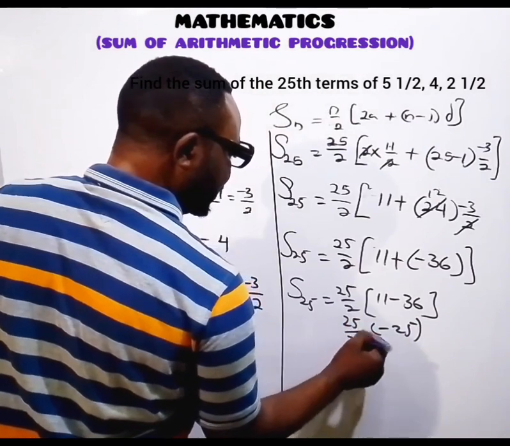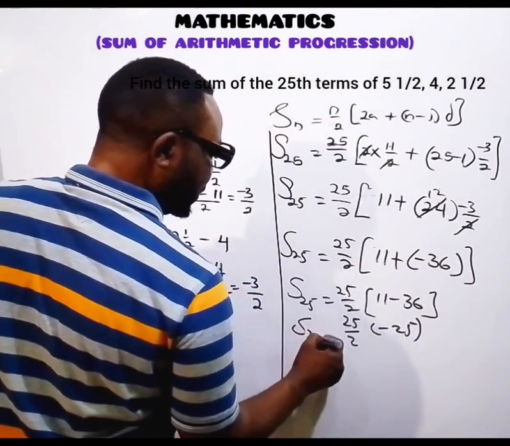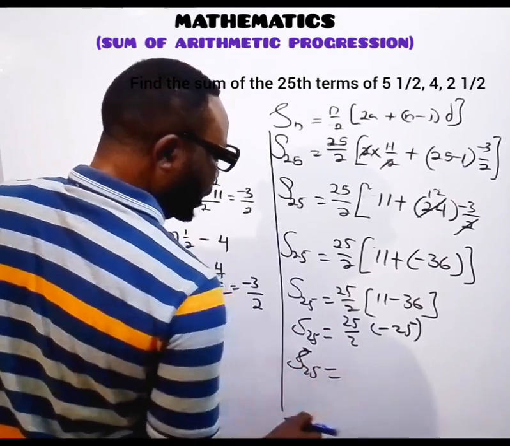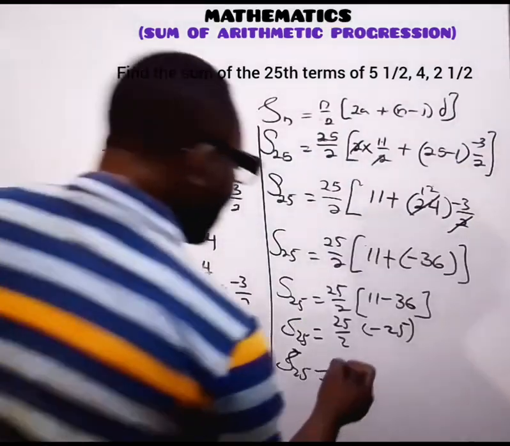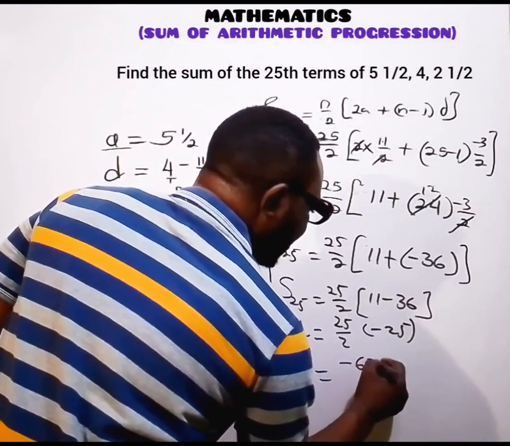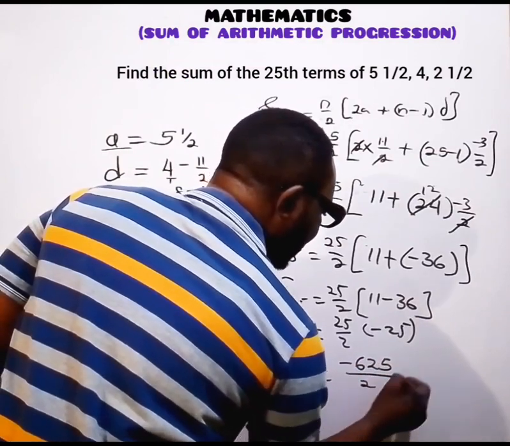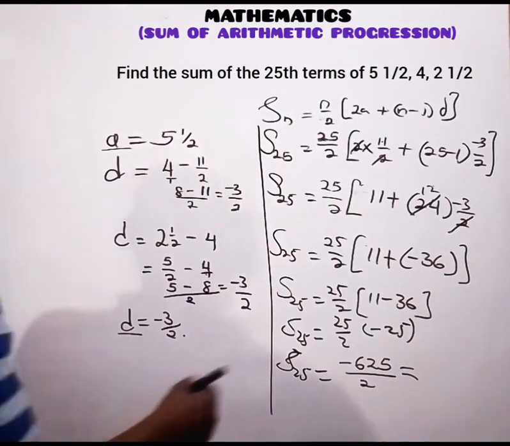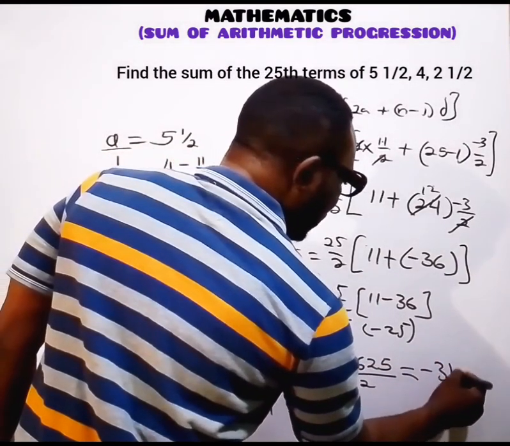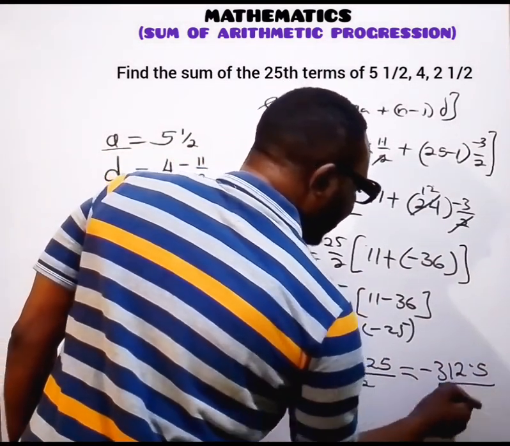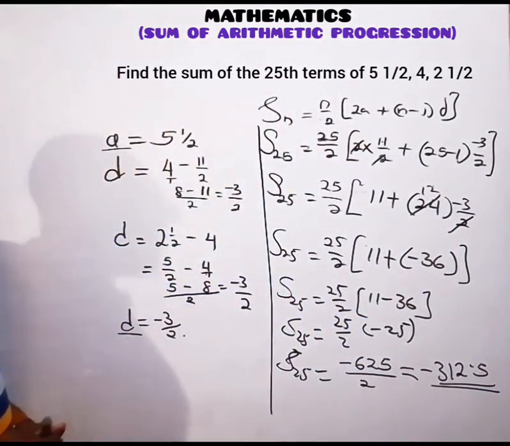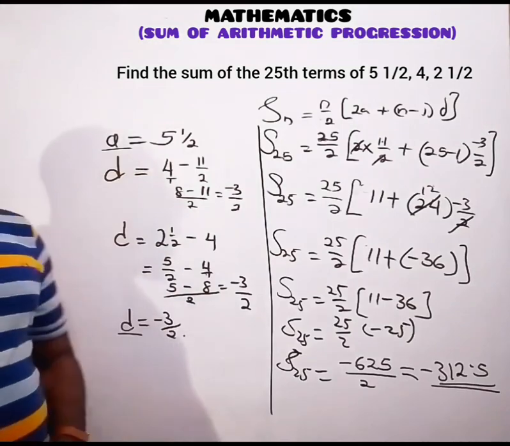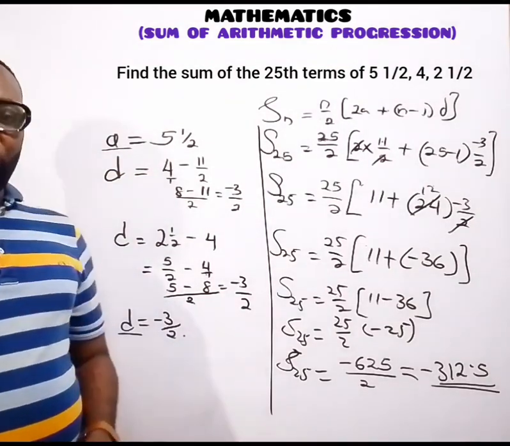25 over 2. So S will now be equal to, this one will give us minus 625 over 2. Minus 625 divided by 2 is going to be what? Minus 312.5. That is the sum of the 25th term of this expression that is given to us here.